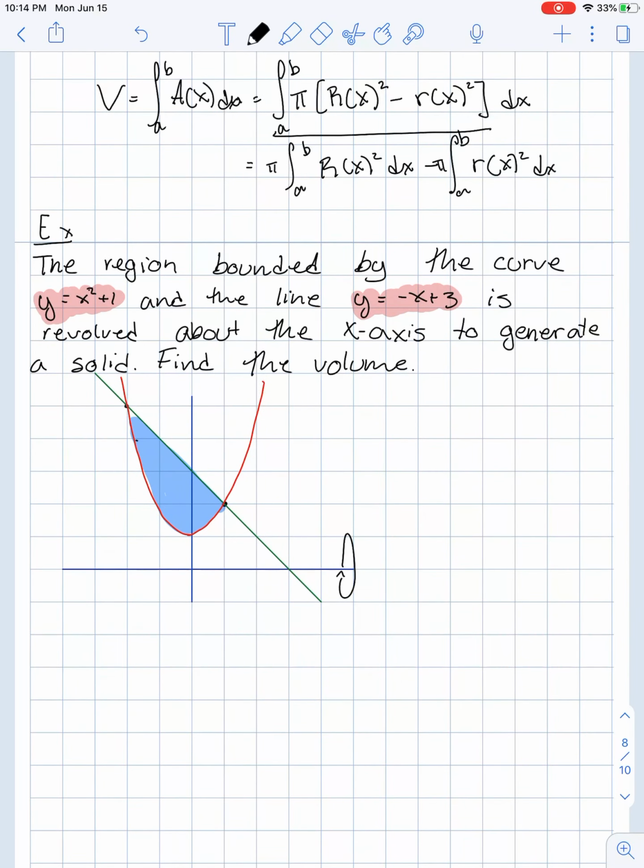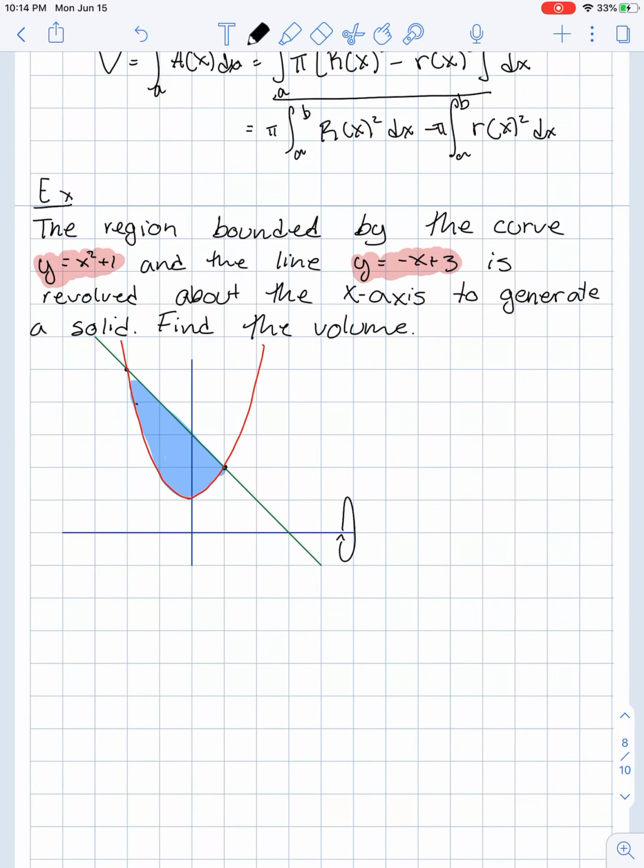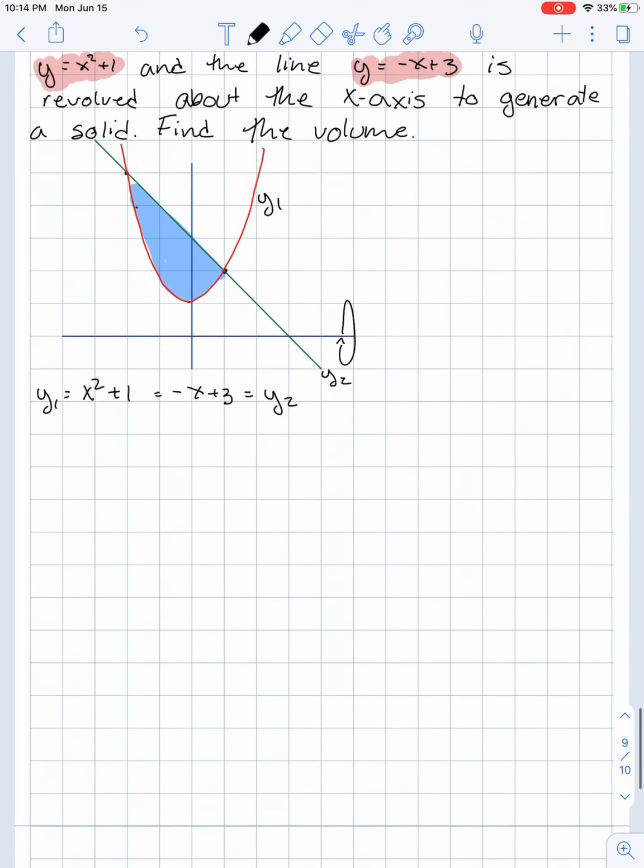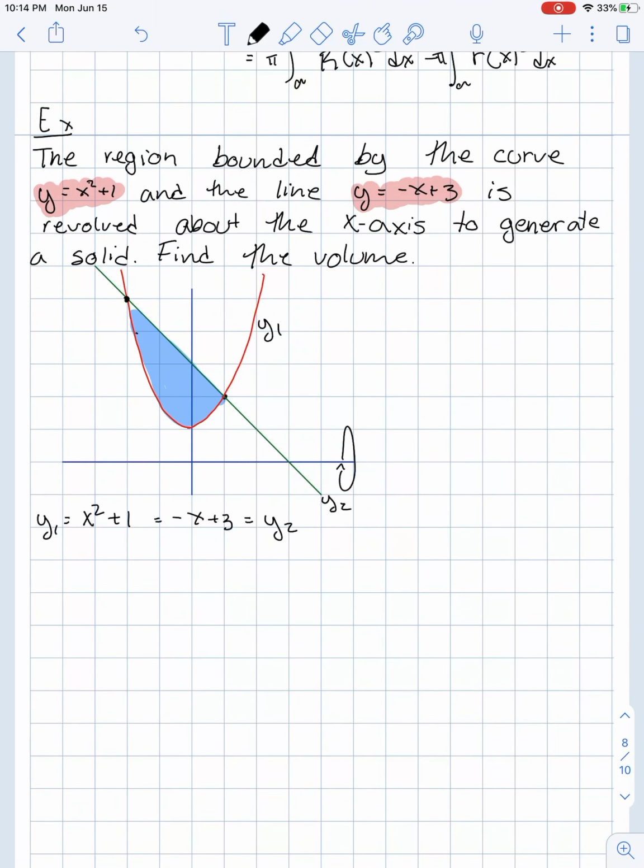But if I didn't know, I can do kind of what I would do to find the area between them. Let's call y1 x squared plus 1, and minus x plus 3 is going to be y2. I'm going to set them equal to each other because I'm trying to find what these two points are. Obviously, looking at the graph, I know what they are, but let's just say I don't have that. So I'll get x squared plus x minus 2. Wait, 1 minus 3, yeah. Nope.